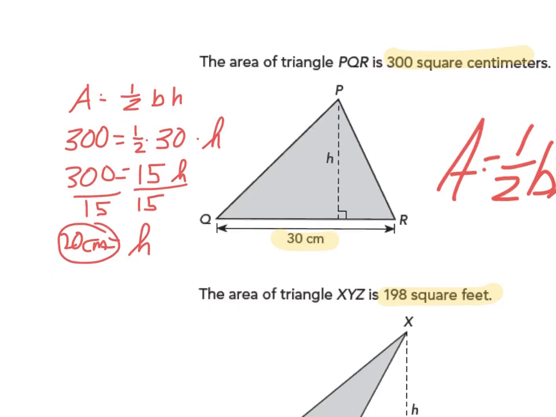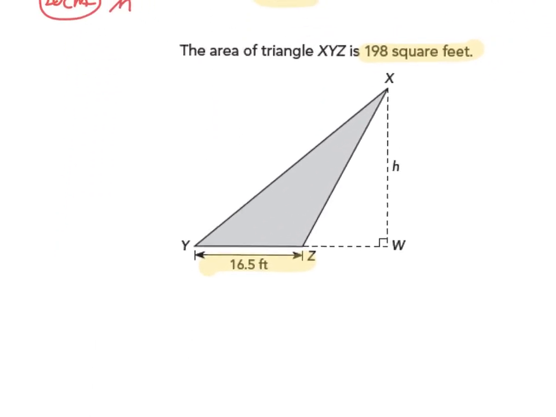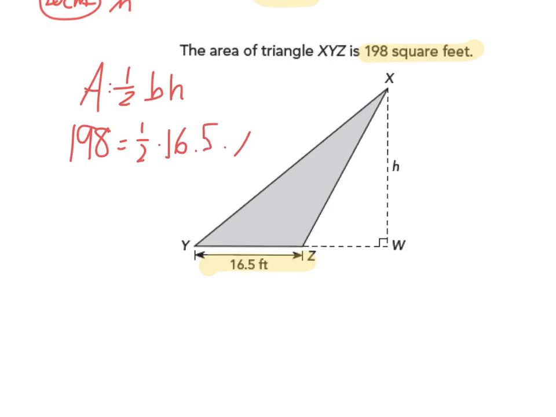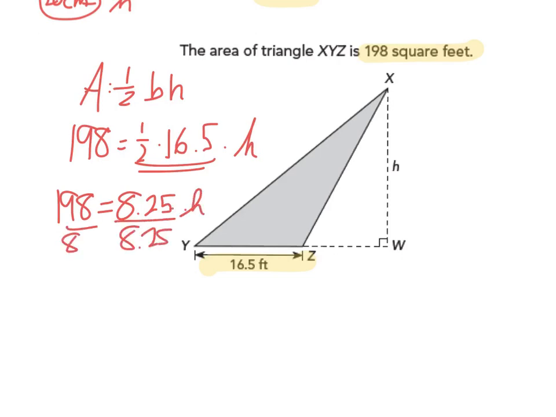If I look at the one underneath it, again, I know that area is equal to 1/2 of the base times the height. They give me the area is 198. It's equal to 1/2 times the base, which is 16.5, times the height. I would use my calculator for this part. 198 is equal to 8.25 times the height. And then if I divide both sides by 8.25, again, I'd probably use my calculator for this, but if I do it correctly, it'll give me that the height of this shape is 24, in this case, feet.